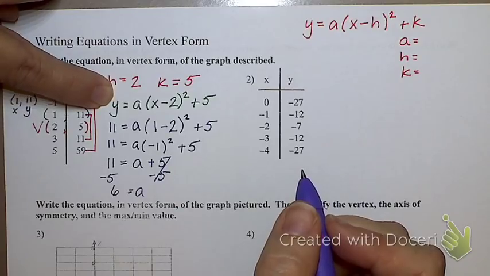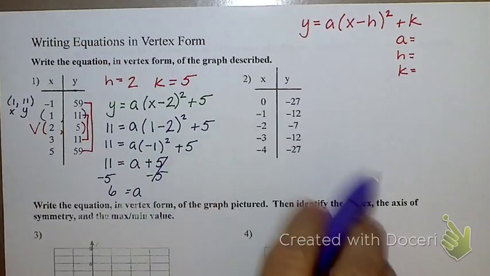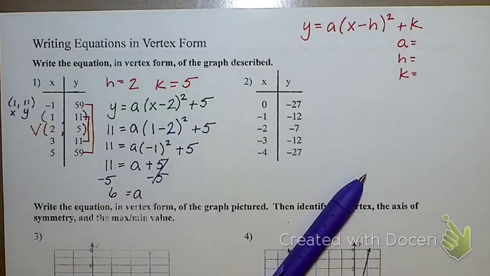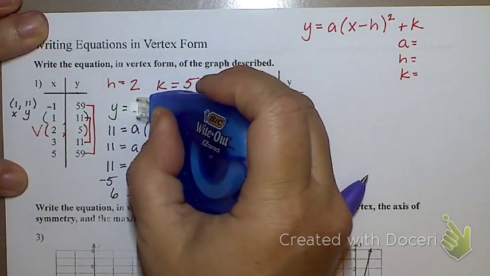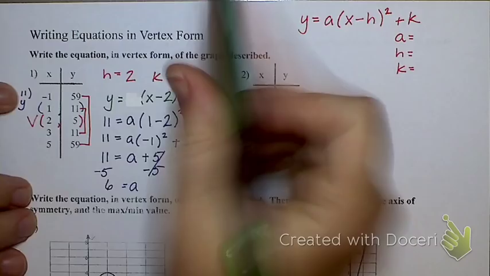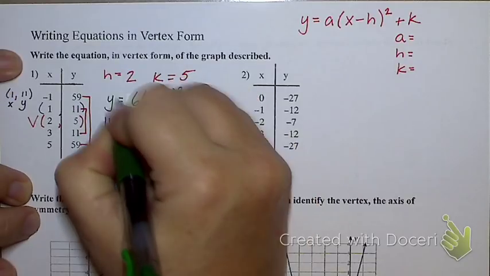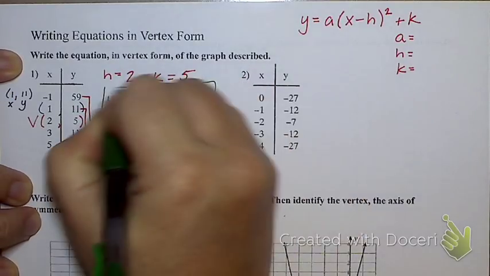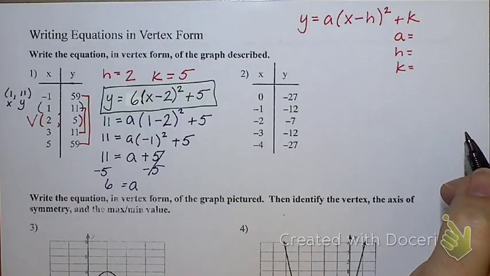So now let's go back up here where I almost had my answer. All I need to do is instead of a, I'm going to write 6. I'm actually going to use white out. I've got the rest of my answer. My answer is a equals 6. So that's what my equation looks like. That's your answer. That's why it's boxed.